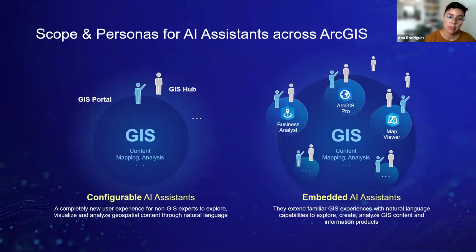So we have different user personas that are using these within ArcGIS, within our various apps, our tools, our methodologies, and we are designing different types of AI assistants across the ArcGIS ecosystem that will each deliver a different experience for our users. And we've designed two types of AI assistants. The first is the configurable assistant. This is designed for, let's say, the GIS expert or user to start exploring, to start visualizing, or even analyzing data through that NLP, so that natural language processing.